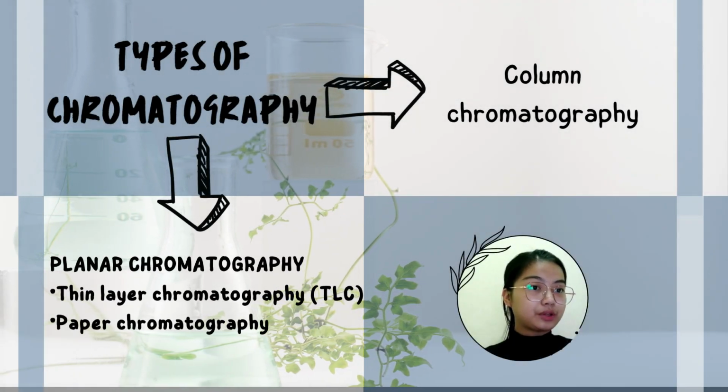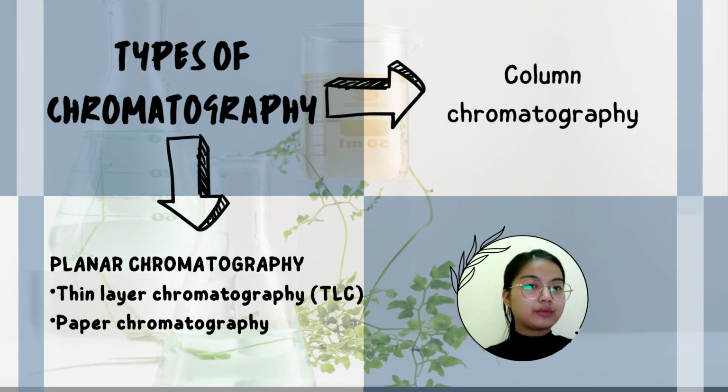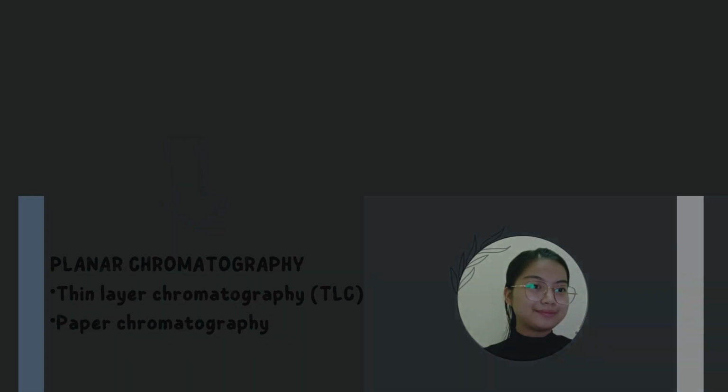There are two types of chromatography: the first one is column chromatography and the second one is planar chromatography, which consists of thin layer chromatography (TLC) and paper chromatography.